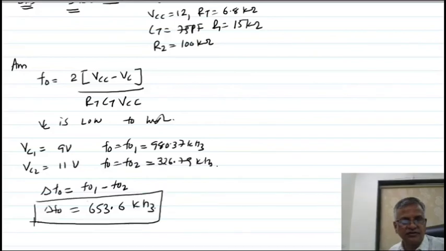So these numericals show that as the modulating voltage is changed, frequency of oscillation changes. For 9 volt, frequency of oscillation is 980.37 kilohertz. For 11 volt, frequency of oscillation is 326.79 kilohertz. So change in frequency of oscillation is FO1 minus FO2.